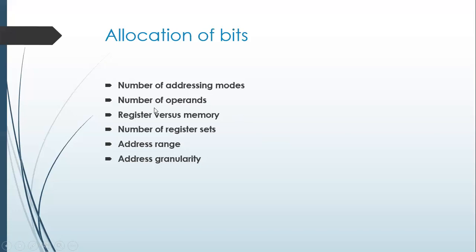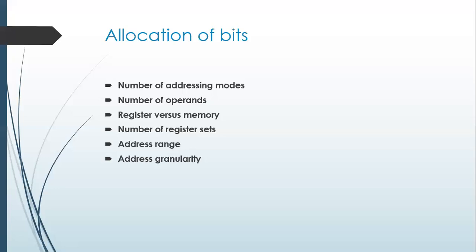Let's say we have decided that the instruction format should be of 64 bits. The instruction length is equal to 64 bits. Now, how are we going to allocate these bits? For that we are talking about these different factors. Let's say that out of 64 bits, I have assigned the first 8 bits, I'm talking about from the MSB, from the left side. From the left side, the first 8 bits will be assigned for specifying different opcodes.